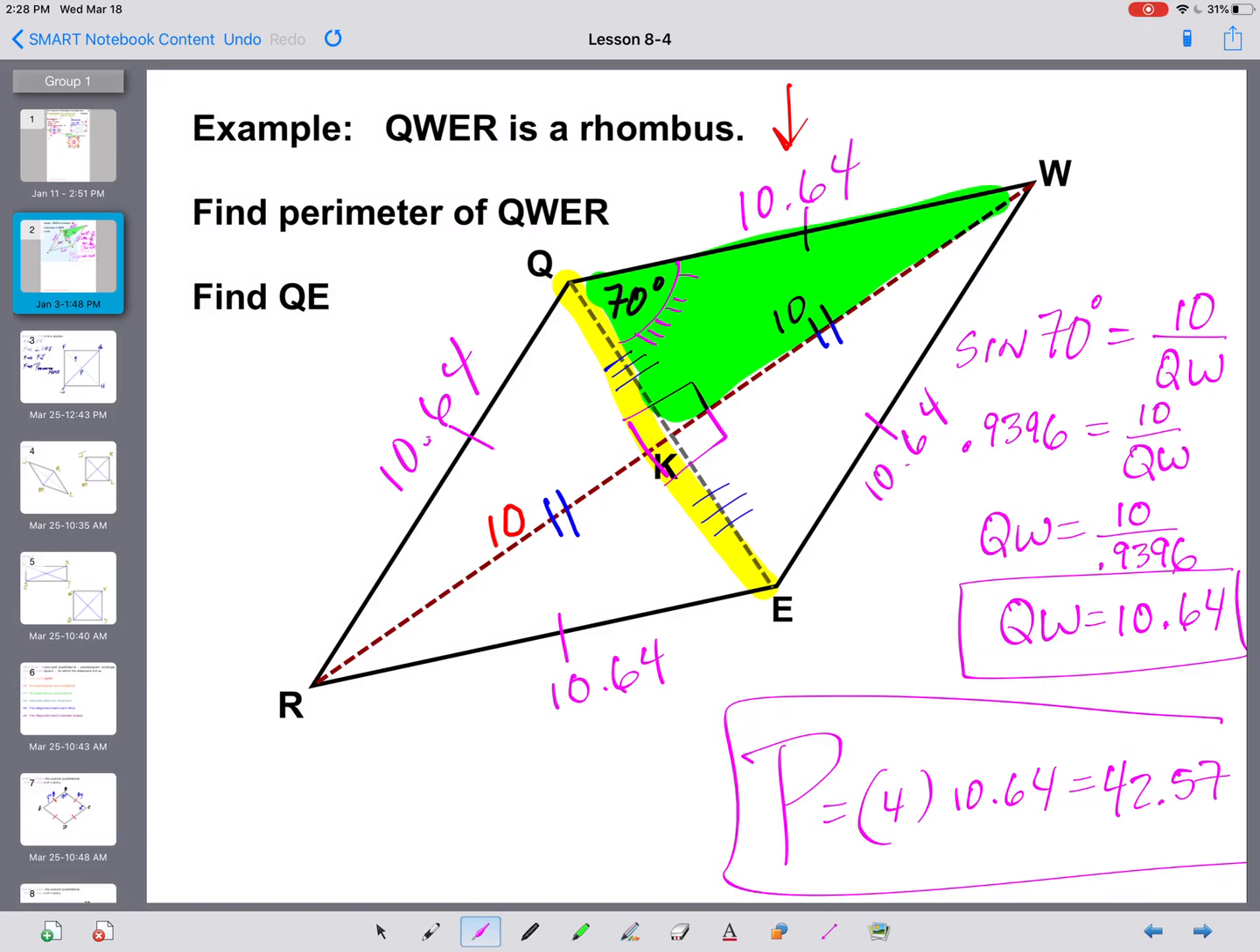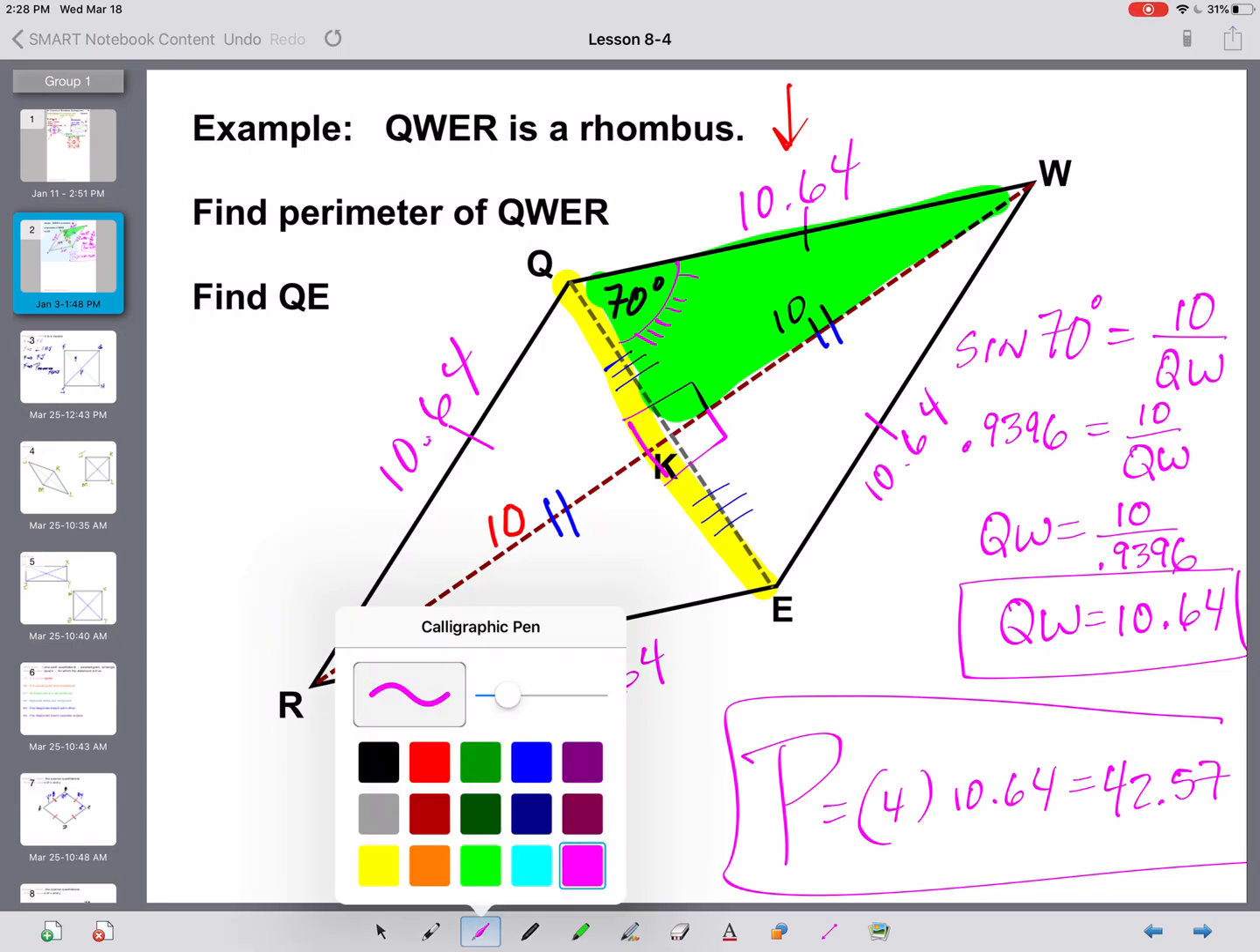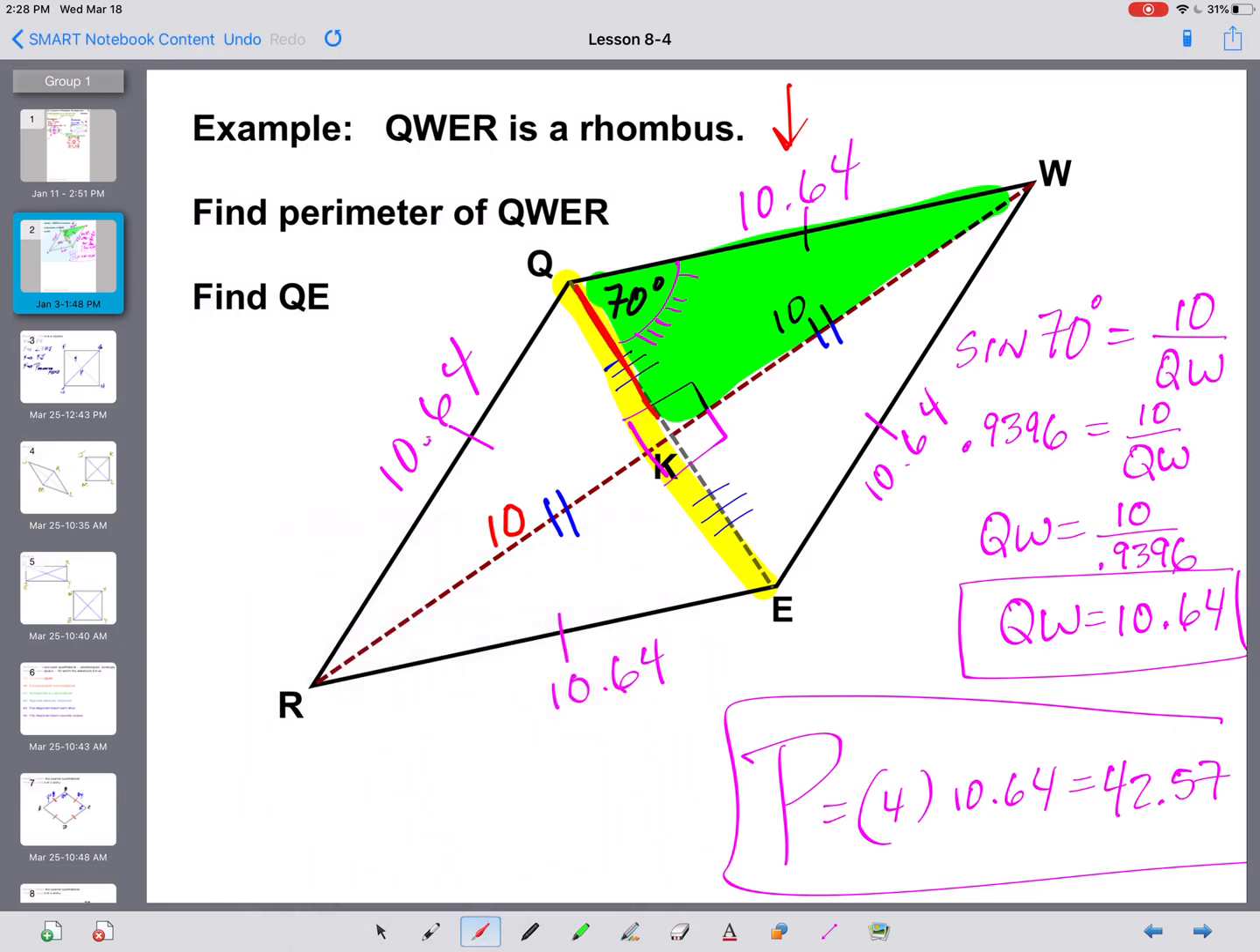Now let's find the length of the yellow diagonal. What we first need is QK, the part just right in here. Well, that's part of our triangle. We could do trig, we could do the Pythagorean theorem. I'm going to do trig on this one. From the eye, the 10 is the opposite, and the red side, QK, is adjacent. Opposite, adjacent, that's tangent.